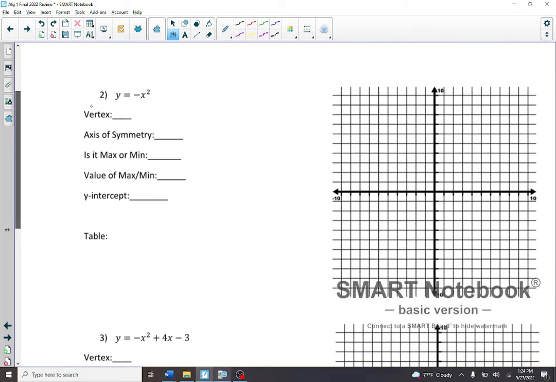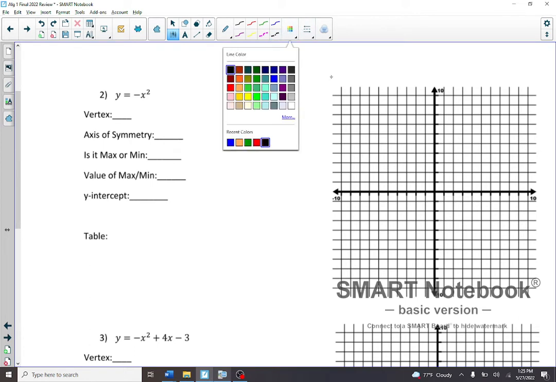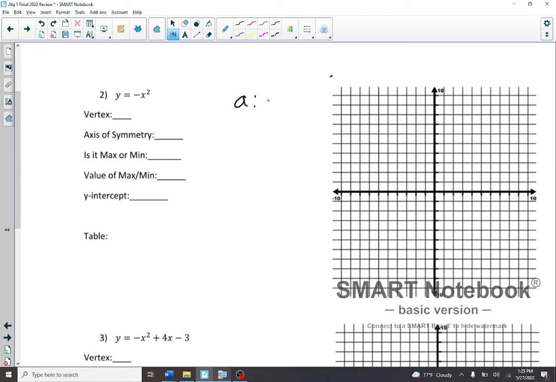Next one. Let's identify the ABCs. A is negative 1, B is 0, C is 0. So the vertex is negative b over 2a. So negative 0 over 2 times negative 1, which is still 0. Then plug in 0 into the equation. 0 squared is 0, so 0, 0. The axis of symmetry is just the x of the vertex, which is 0.